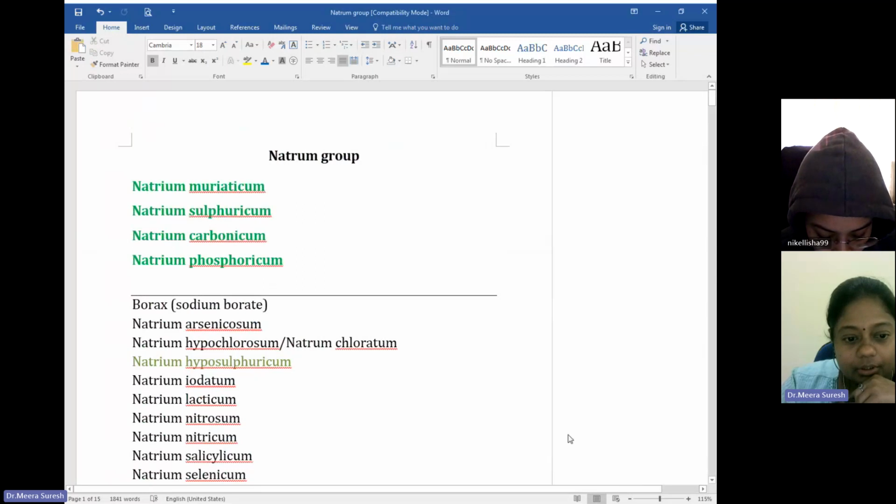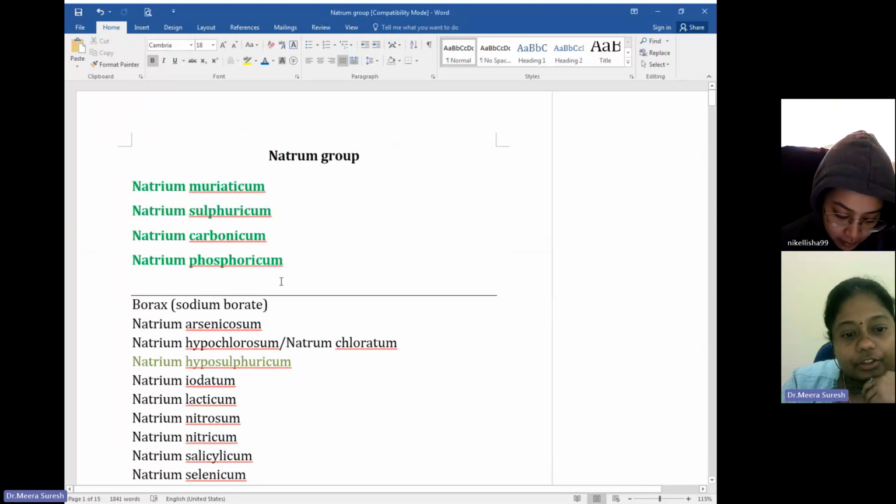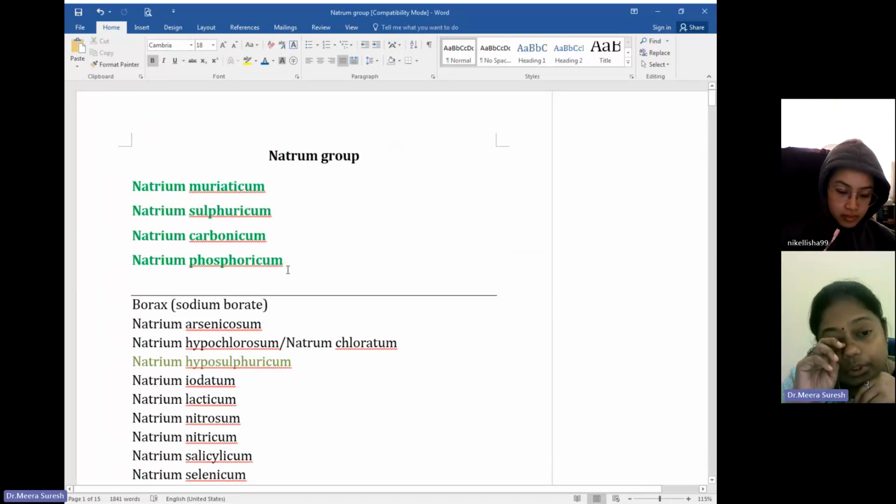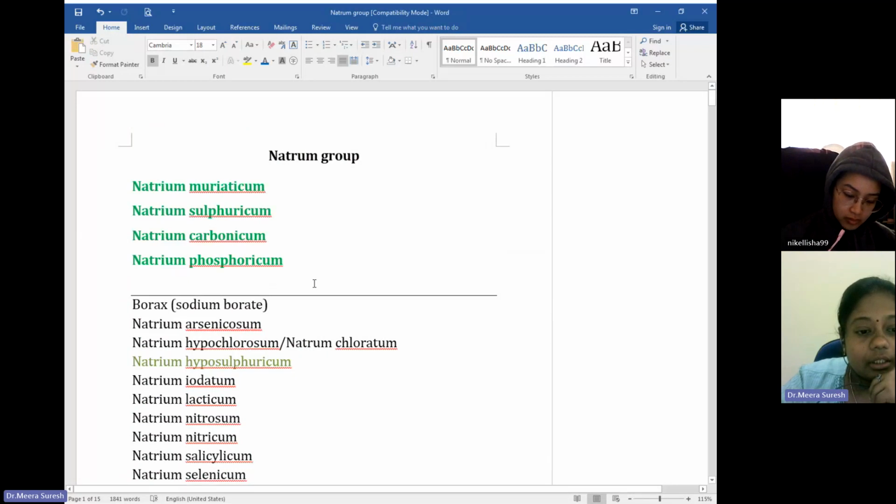So, Natrum group, these are the four remedies that you have to do for this syllabus of comparative materia medica: Natrum mur, Natrum sulf, Natrum carbonicum, and Natrum phosphoricum. This one is always confusing for me.